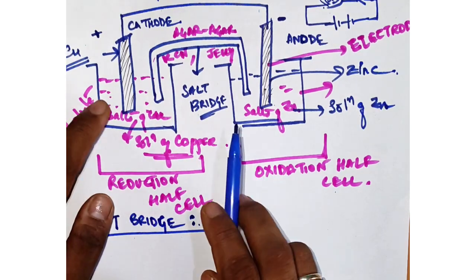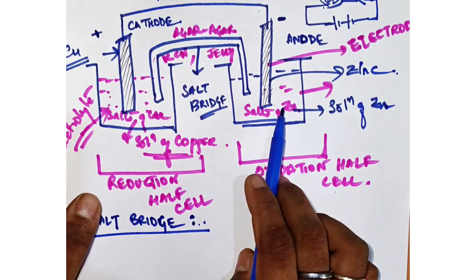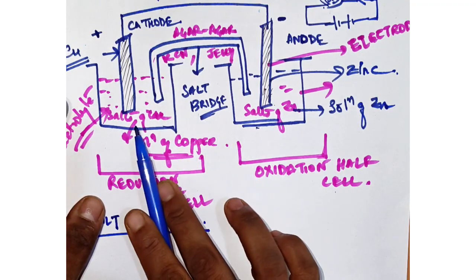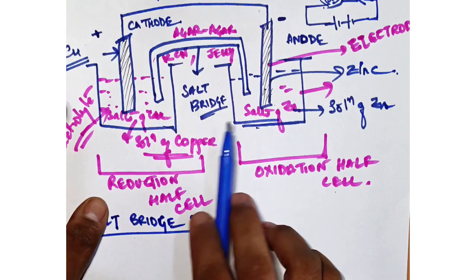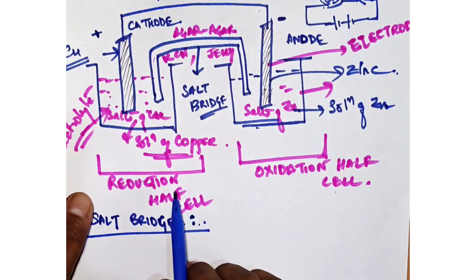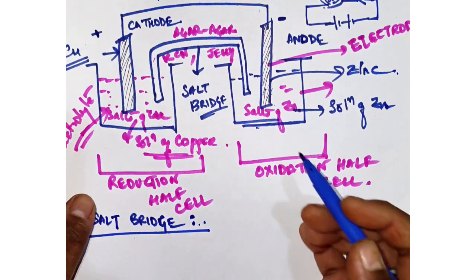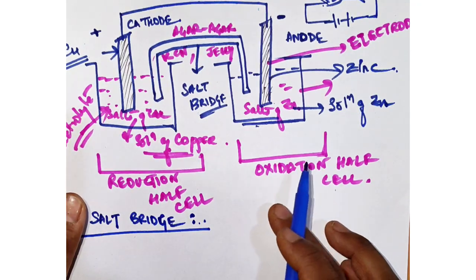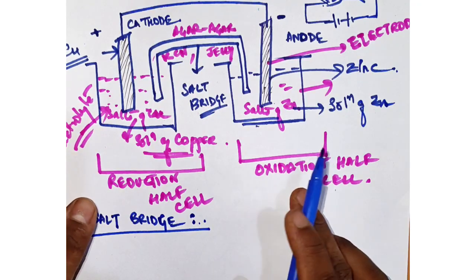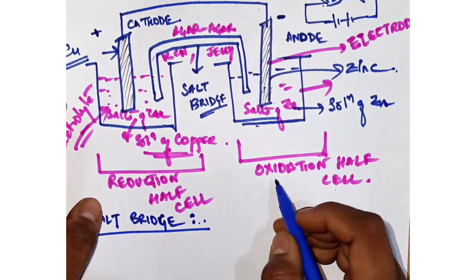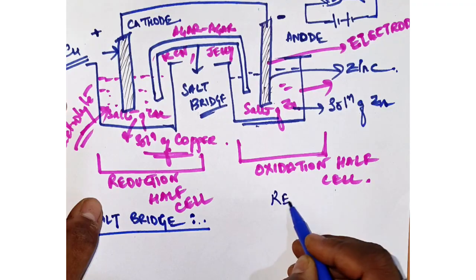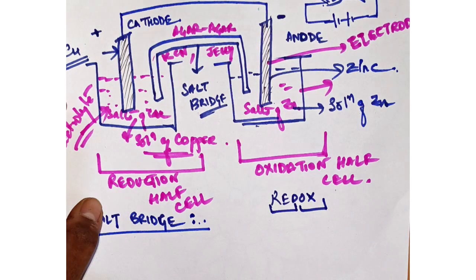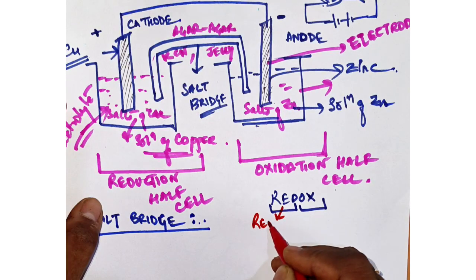See, this is a solution of copper and here the solution of zinc. So here oxidation takes place, and in the other half there is reduction going on. Where oxidation and reduction go on, that time we say that a redox reaction actually helps us to form an electrochemical cell. So what is redox? Where you have both oxidation and reduction taking place simultaneously. So this is called your redox reaction.